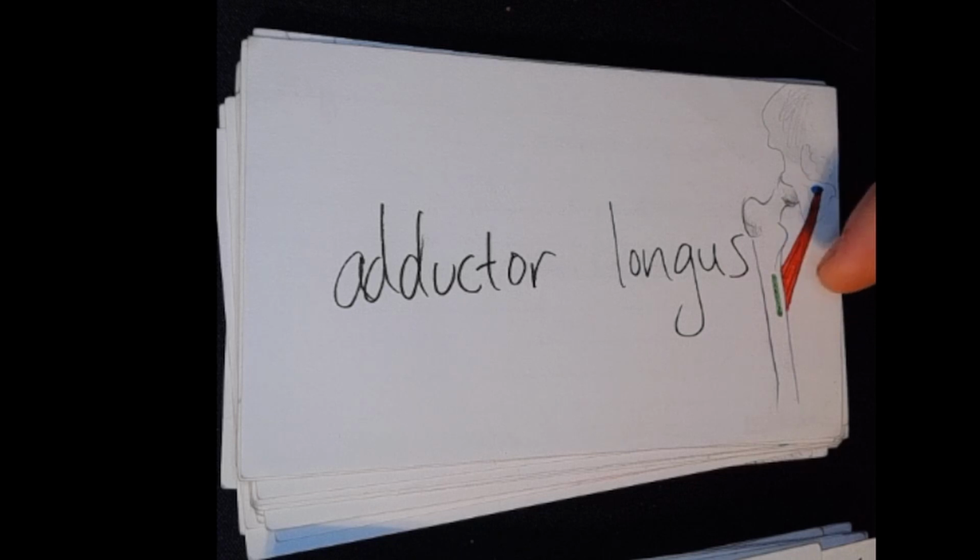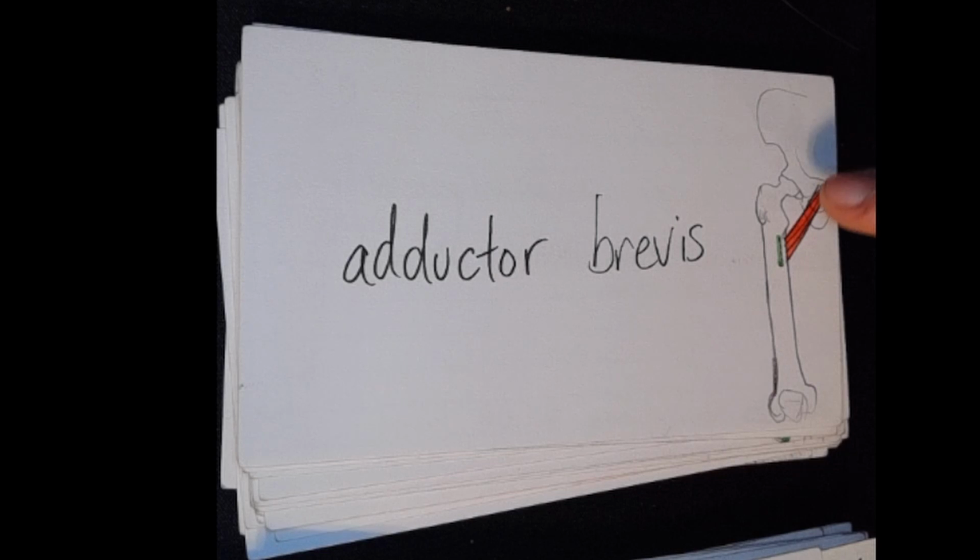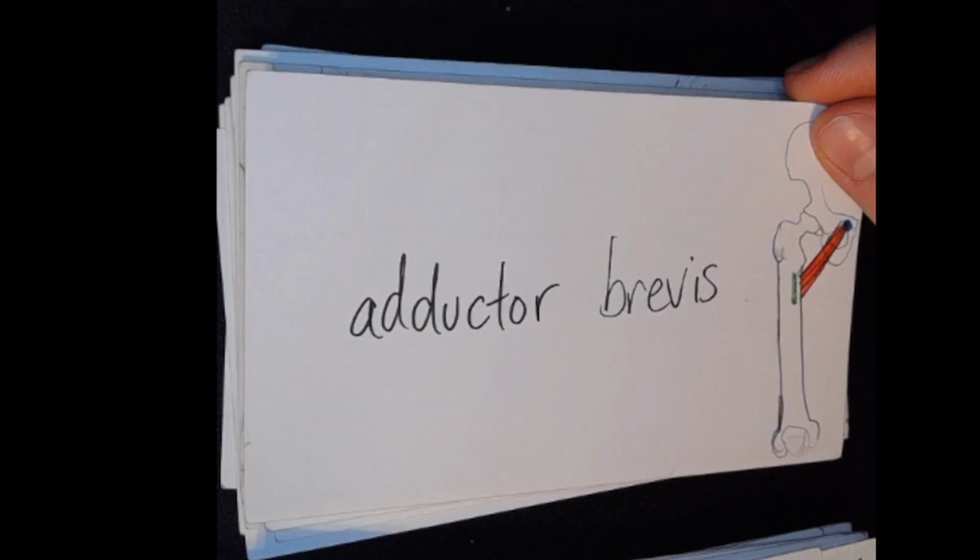Adductor longus. Origin, pubis. Insertion, linea aspera. Action, hip adduction and hip flexion. Innervation, obturator nerve. Adductor brevis. Origin, pubis. Insertion, pectineal line and linea aspera. Action, hip adduction and hip flexion. Innervation, obturator nerve.